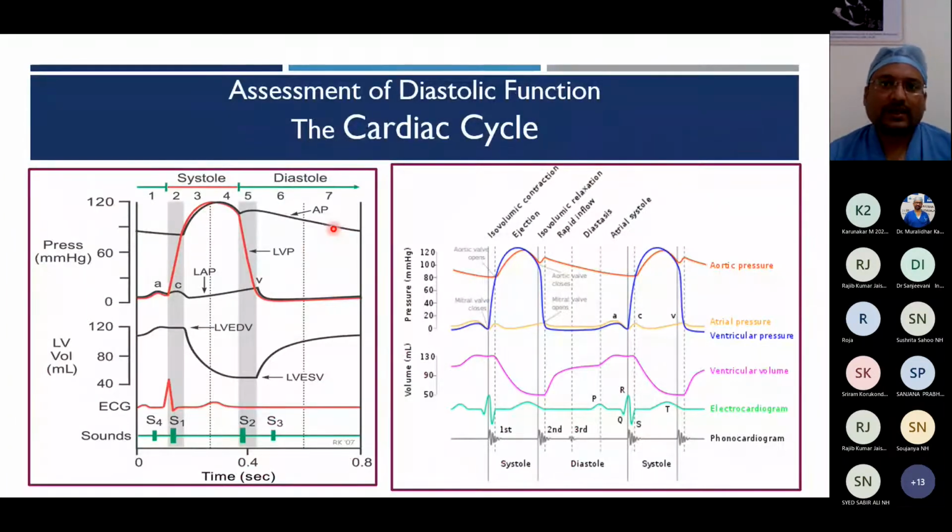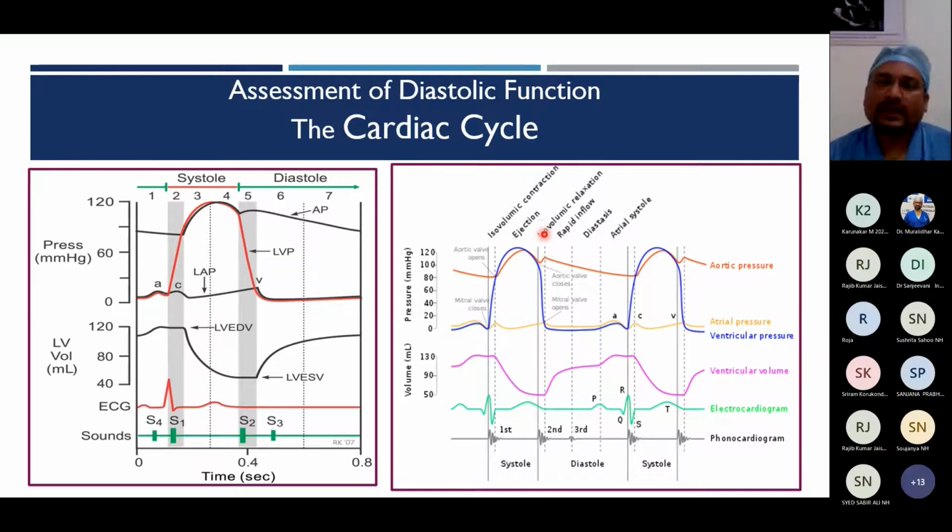So coming to the diastolic function of the heart. For the diastolic function, we should know the cardiac cycle in detail. You know, there is a systole and a diastole, and the total time is 0.8 seconds. Of that, 0.5 seconds is diastole. In diastole, there are 4 phases: isometric relaxation, then rapid inflow, then diastasis, and then active atrial contraction called atrial systole. So these 4 phases of the diastole one should know.